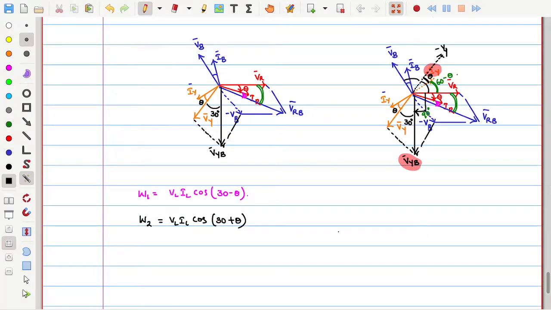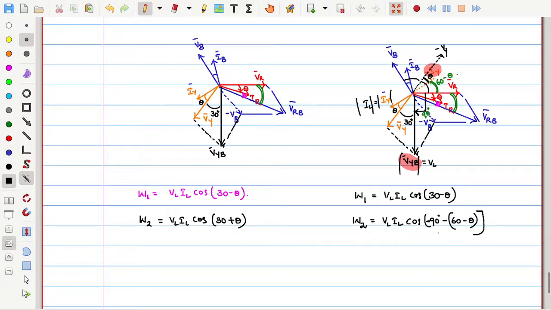Now let me write. There is no change in W1, so I can write W1 remains the same, VLIL cos(30 minus theta). But what about W2? VLIL, VL means this magnitude is VL mod. IL means IY is equal to IL. Every current is same magnitude, so that's why I am taking IL. Into cos of how much is the voltage angle? 90 degrees. Which 90? Negative. Why? Because it is in clockwise. How much is the current angle? Which current? Minus IY current. How much is its angle? 60 minus theta.